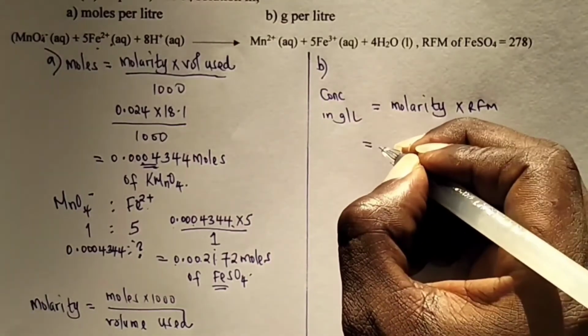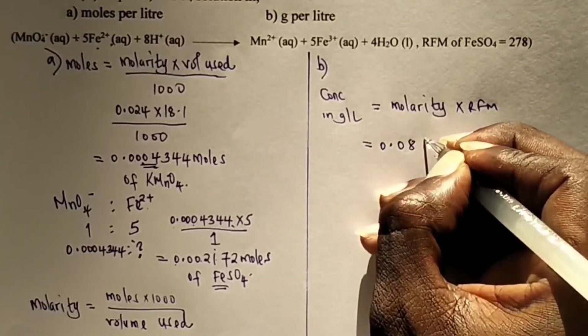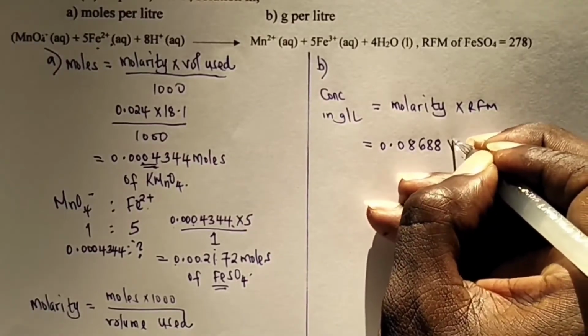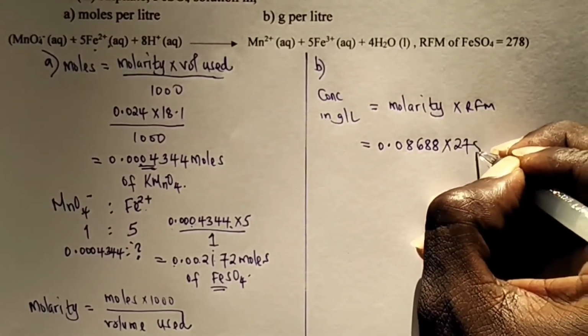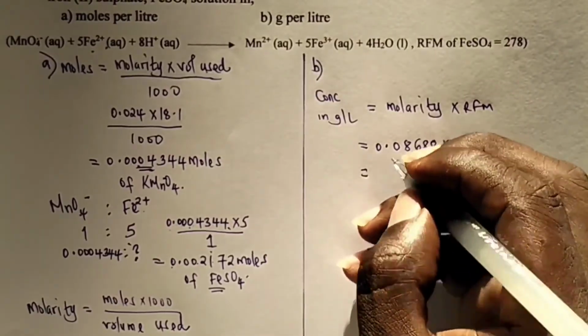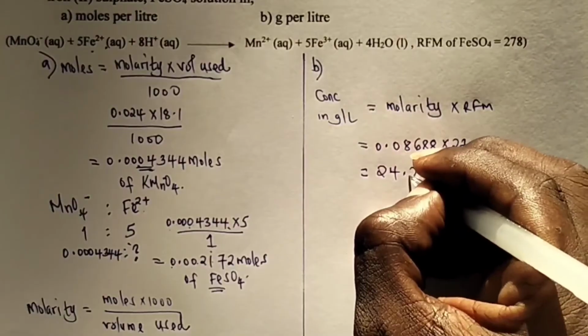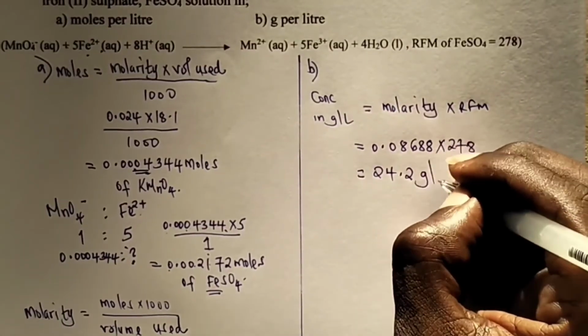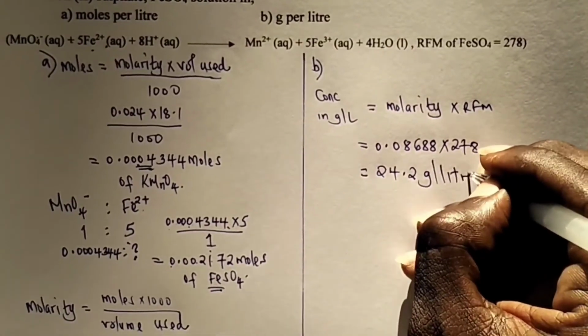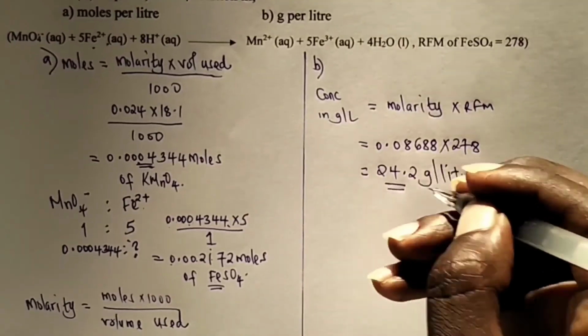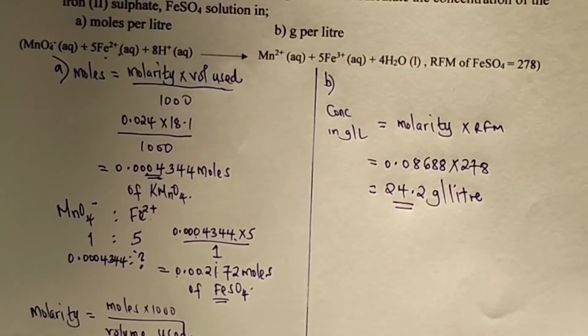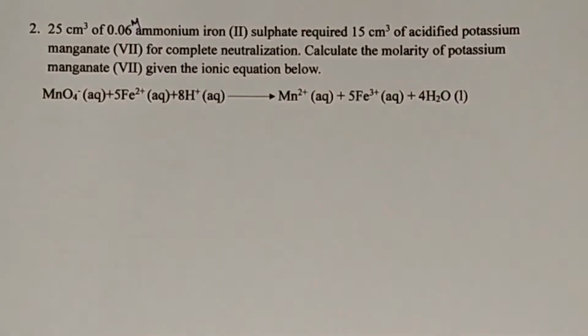This will be equal to 0.08688 multiplied by 278. So what we are going to get here will be 24.2 grams per liter. That will be how we are going to answer in question number 1. So we go to question 2.